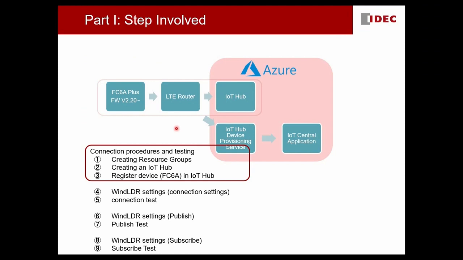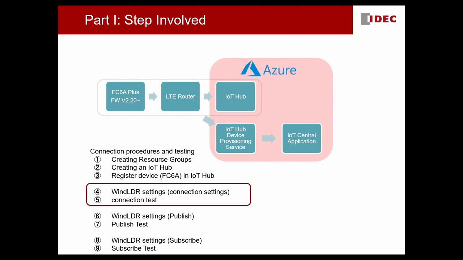Well, it looks like we have completed the first 3 steps, which is we have created the resource group in Microsoft Azure, we have created an IoT hub, as well as we have registered a device, our FC6A Plus, in the IoT hub. So next, let us proceed to step number 4 and number 5, which is doing some settings in the WinLDR software and doing a connection check.